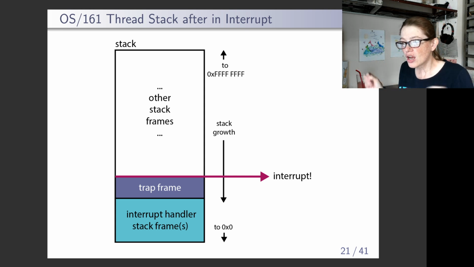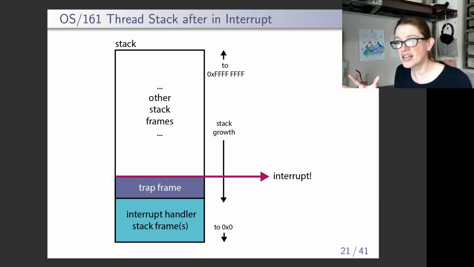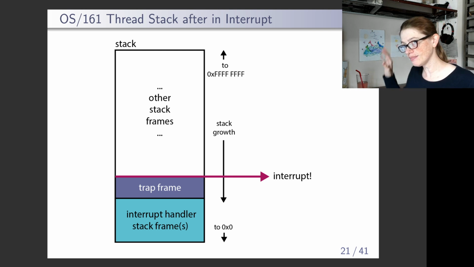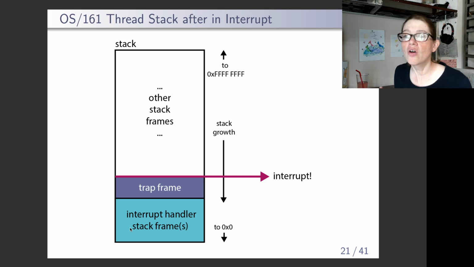So all of those register save and restore conventions are not in play here. So the trap frame has to save everything. And then after we've saved everything, we'll actually do the body of the interrupt handler.